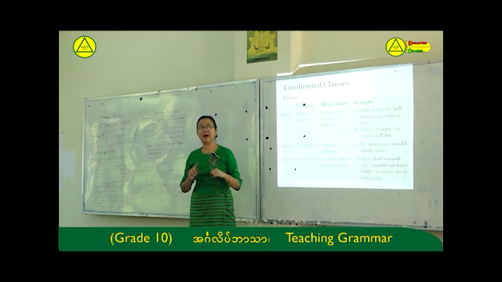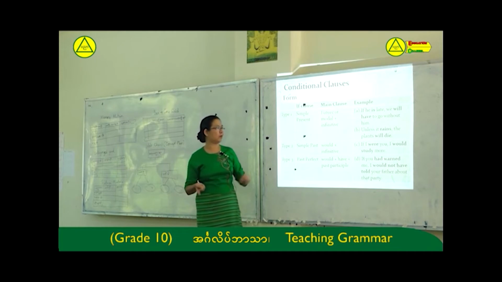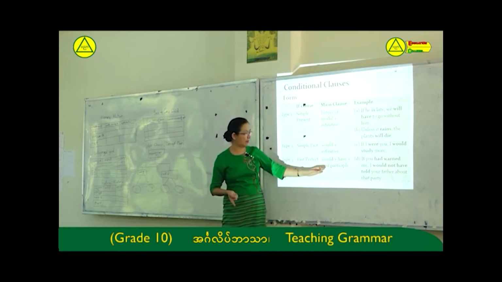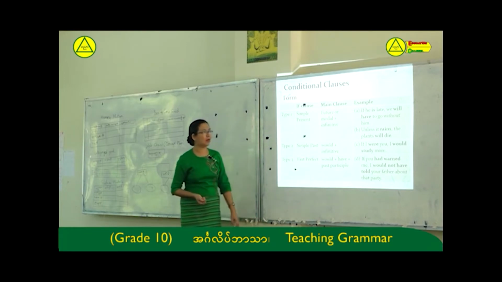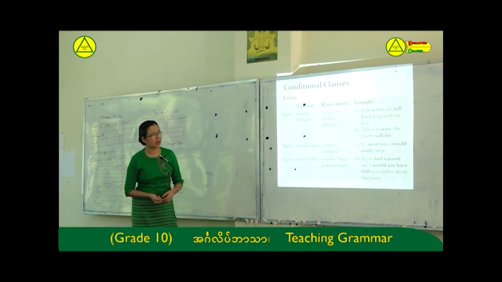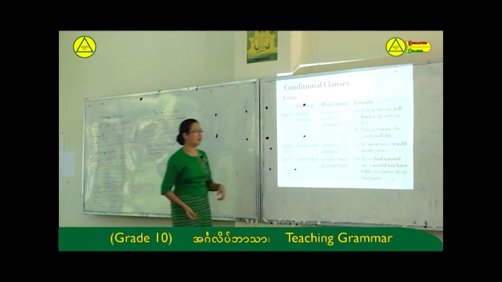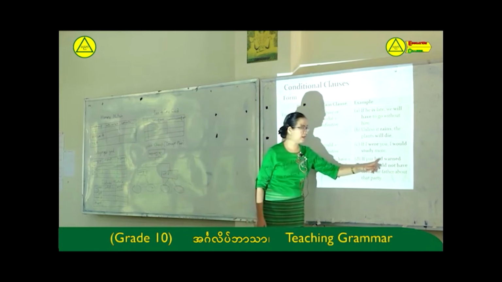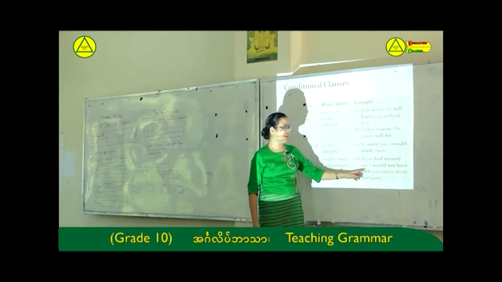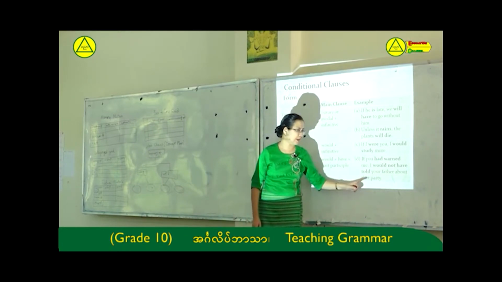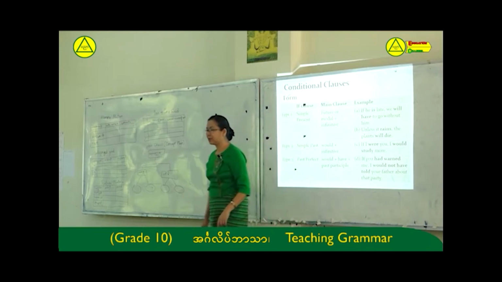Had and past participle form. Had plus past participle form. So here, what happens at that had position? It becomes would have and past participle form. If you had warned me, I would not have told your father about that party. Here in the if clause, had and past participle form. In the main clause, would, not, and have and past participle form.